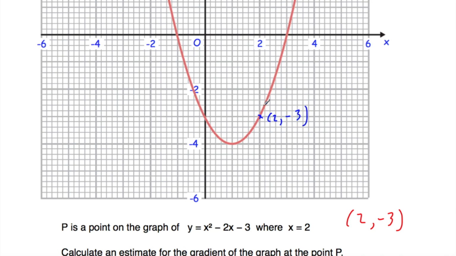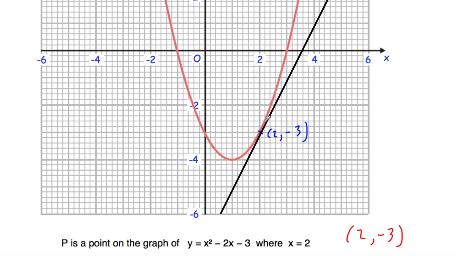Okay, so we want to find an estimate for the gradient of the graph at this particular point. So let's draw a tangent at the point 2, negative 3, the point P. Okay, so I've just drawn the tangent to the curve at the point P. So that's my tangent there. Again, remember yours may differ slightly.